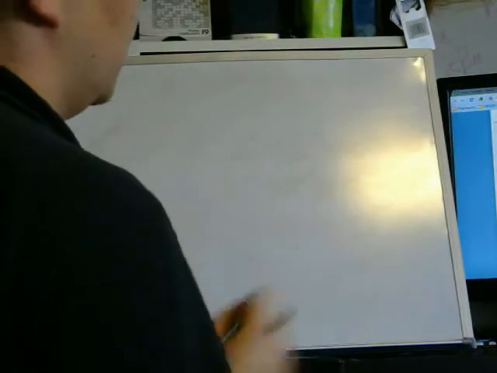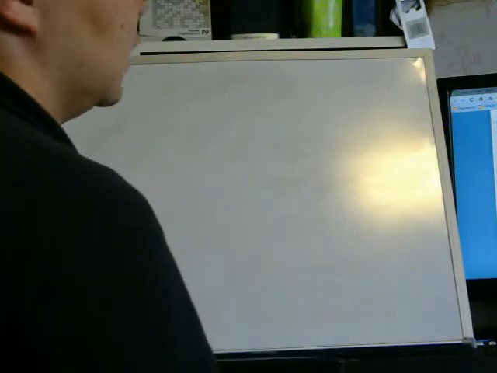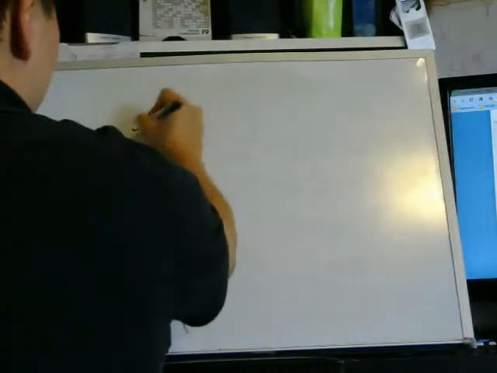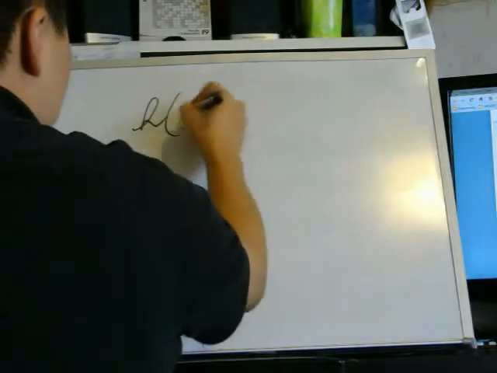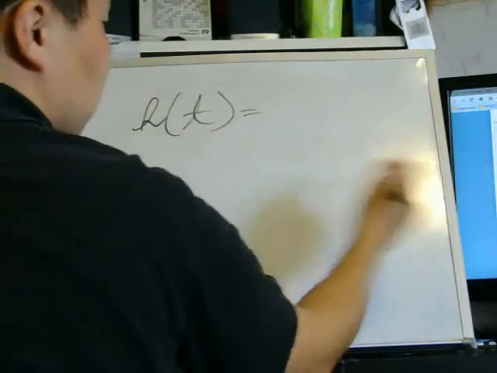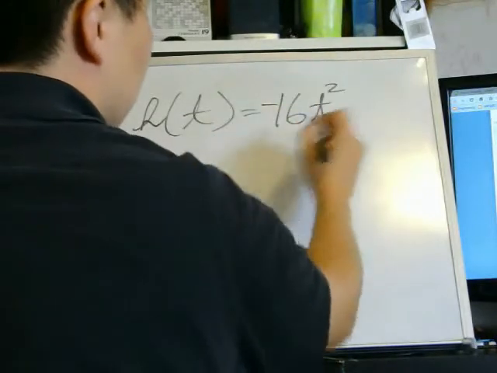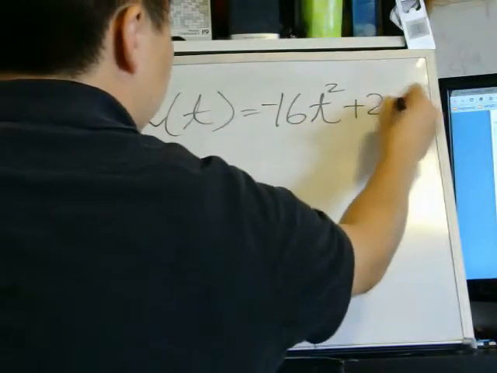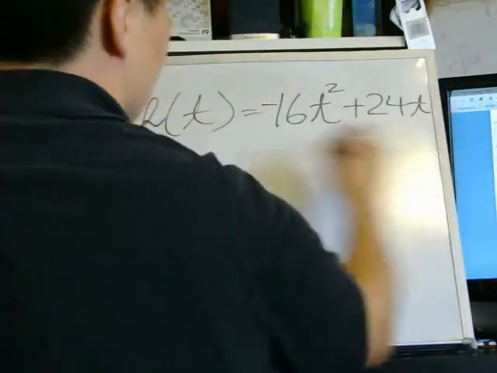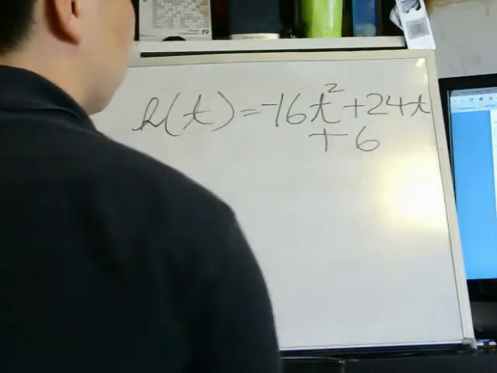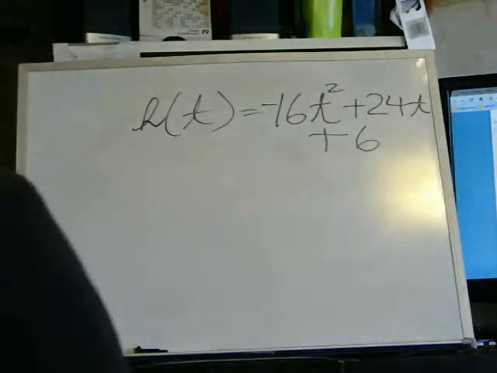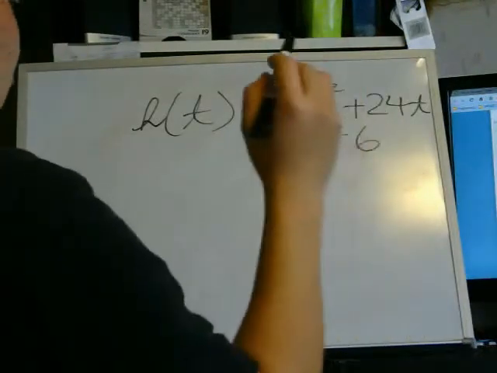One of the questions Ron asked was, a ball is thrown up in the air, its height h in feet after t seconds is given by a function h of t equals -16t squared plus 24t plus 6. When does the ball reach maximum height? This is a calculus question.